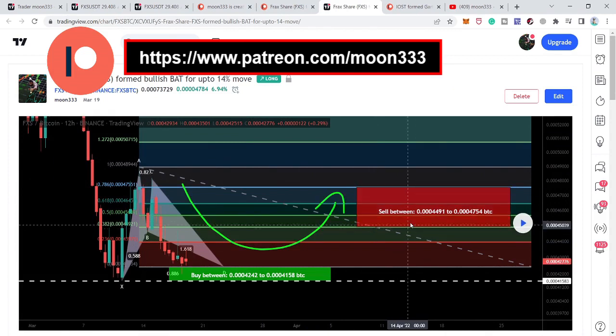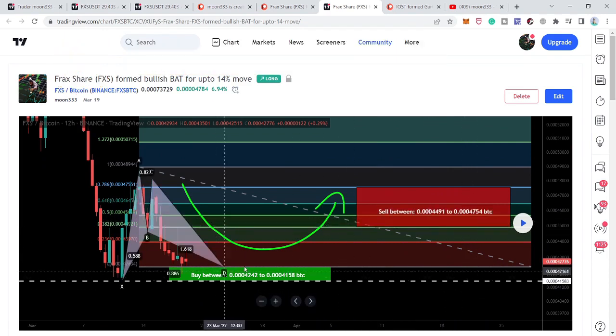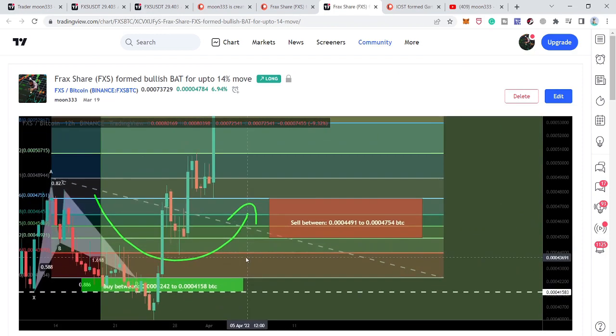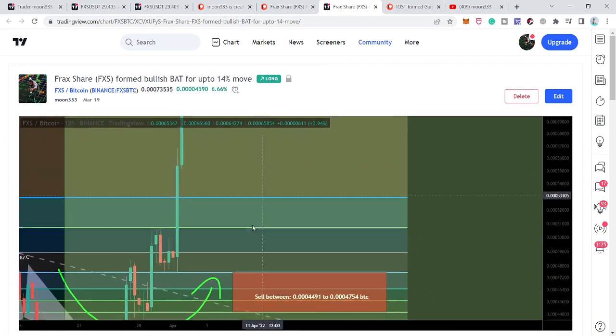And our targets were from 44.91 and goes to 0.004754 BTC, and buying zone starting from here, from 42.42 and goes to 41.58. Now after playing this chart, we can see that the price line turned very strong bullish. Yes, here for one candlestick it moved down and recovered very soon, and we had a very big rally.